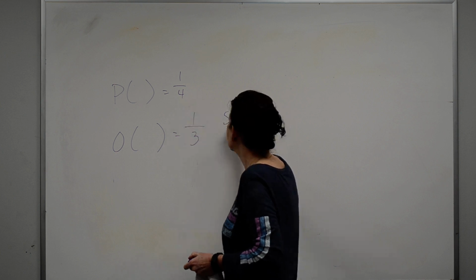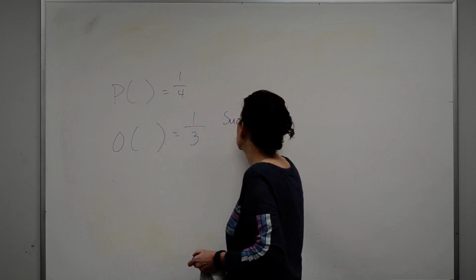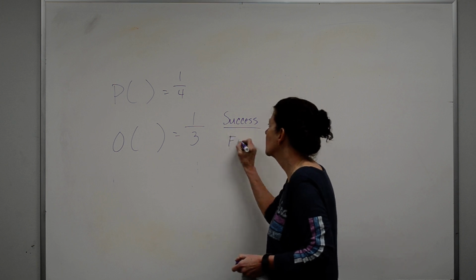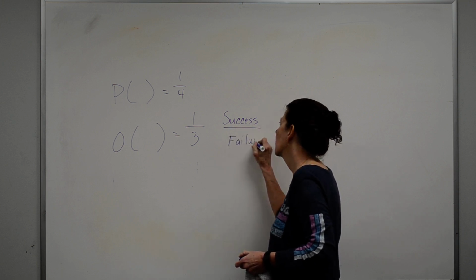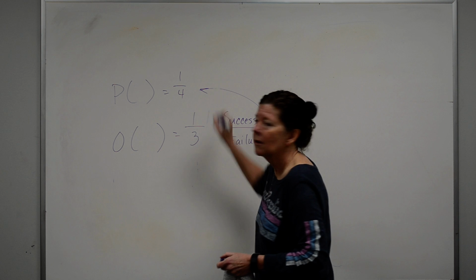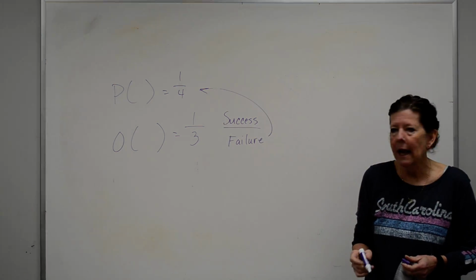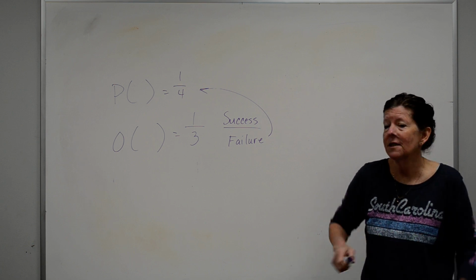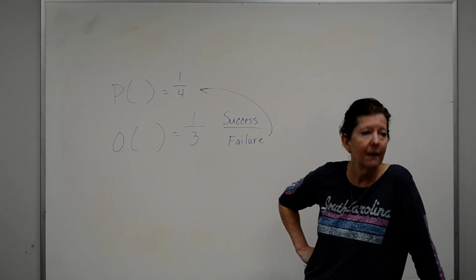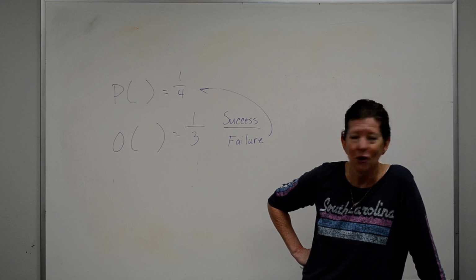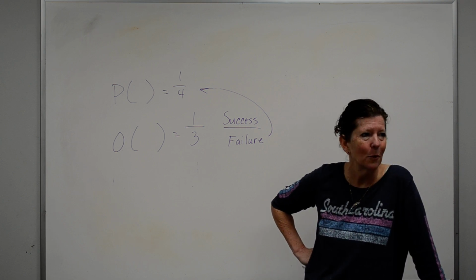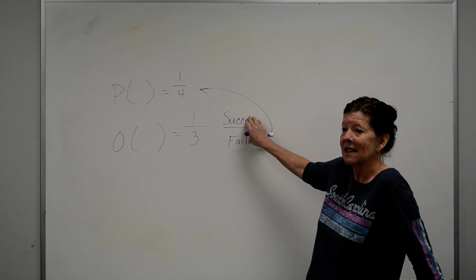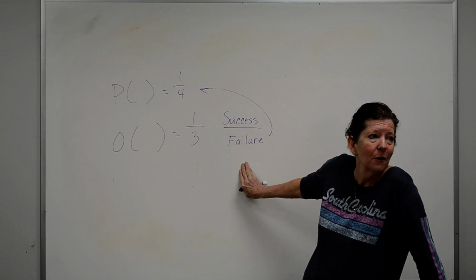Because success plus failures is going to equal the total. Every single time, something is either considered successful or is considered a failure. If you made a bet on something, there's no in between. You're either going to win or you're not going to win. So you're either going to have success or you're going to have a failure.